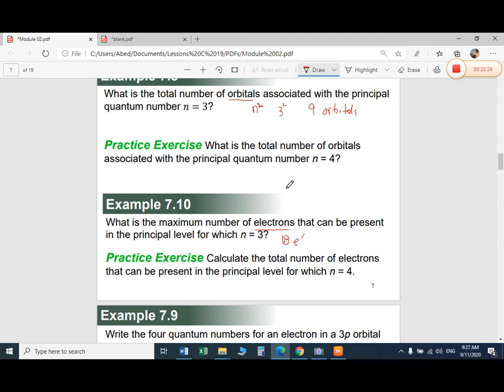Okay, so here again we can solve another exercise. Here n is equal to 4, and he is asking you the number of orbitals. What is the formula of orbitals? n square. So here we have to put 4 square. 4 square is equal to 16. So 16 orbitals, and double of 16 is 32 electrons. So this 32 electrons will come here. This answer will be 32 electrons.